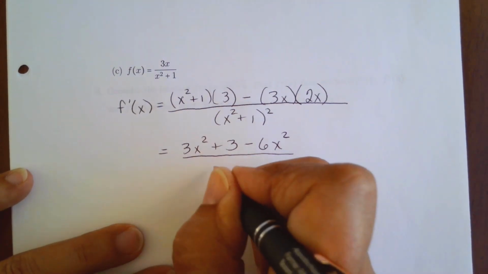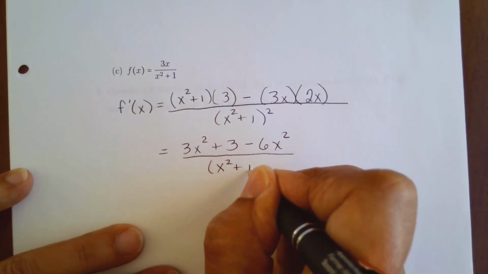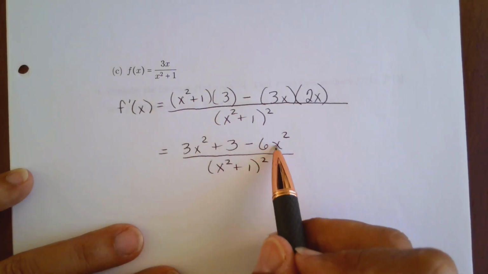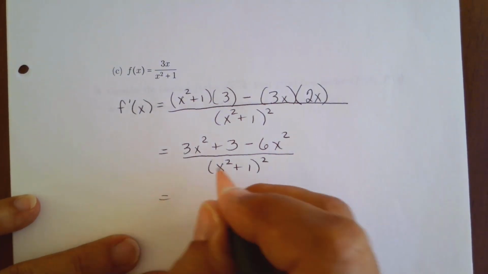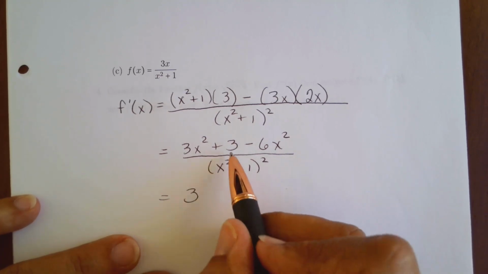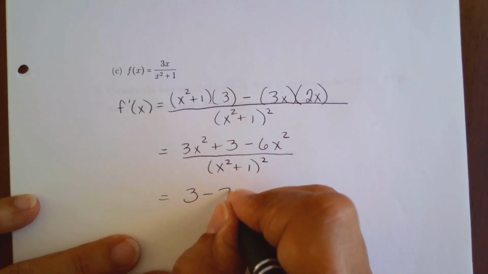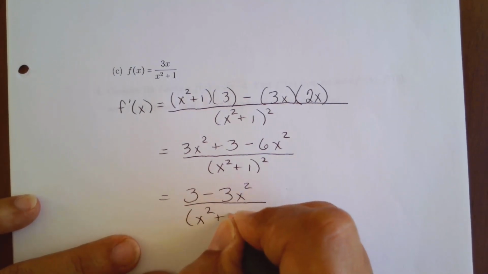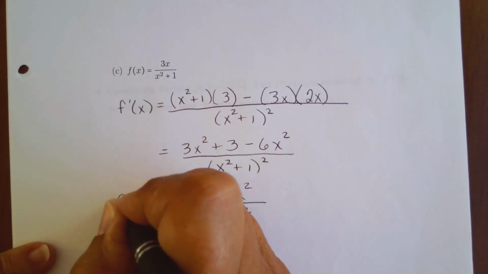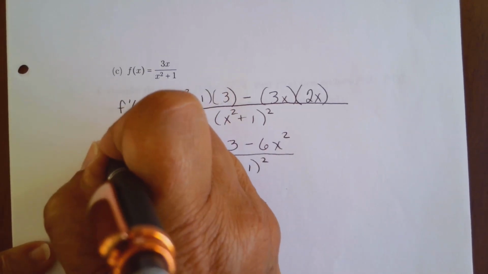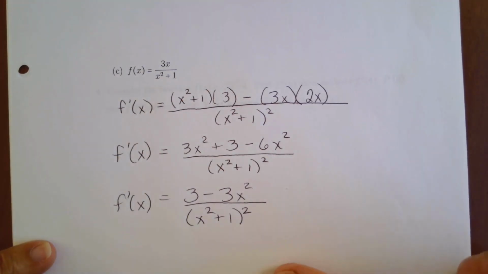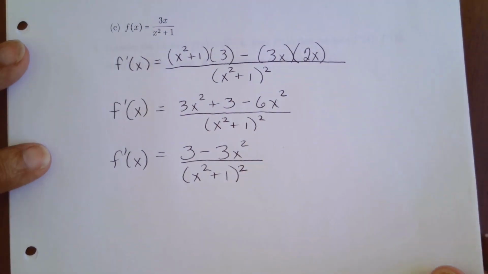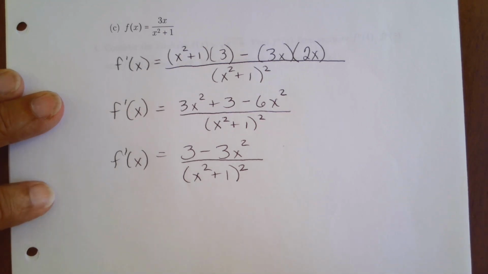So I can simplify that even more. I'm going to leave the bottom just the way it is. But here I have 3x squared minus 6x squared, so I'm going to put the 3 first, so it's positive. And then 3x squared minus 6x squared is minus 3x squared. All right, so let's leave it like that. So there's our first derivative, simplified. Now we could factor out a 3, but that's not going to help me find the derivative, so I think that's good. You could factor out the 3 if you wanted to.